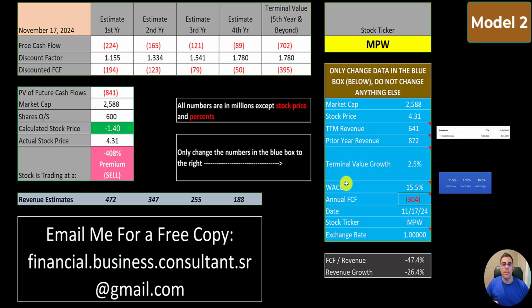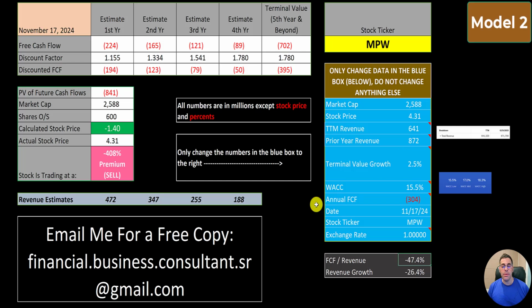So now we have to do some massaging to the model. In order to get a real value, they have to generate positive free cash flow at some point. This looks real bad. We're forecasting their revenue to decline. The revenue estimate for next year is 470 million. In 2026, 347 million. 2027, 255 million. 2028, 188 million. And the way we calculate our free cash flow, we take our revenue times free cash flow over revenue. And free cash flow over revenue is the annual free cash flow over the trailing 12-month revenue. That's a percent of their revenue they convert to free cash flow.